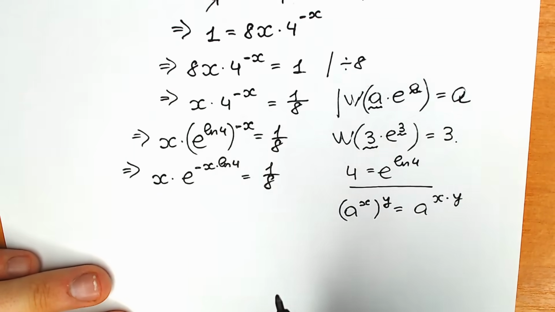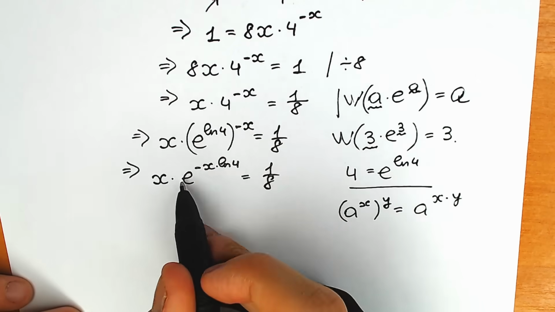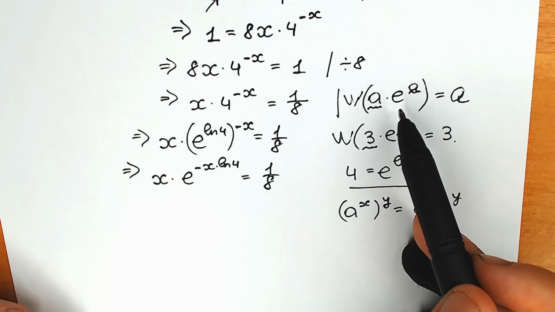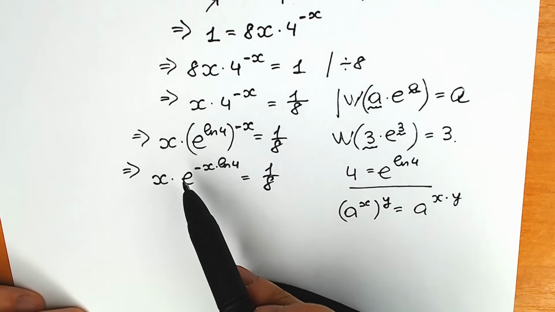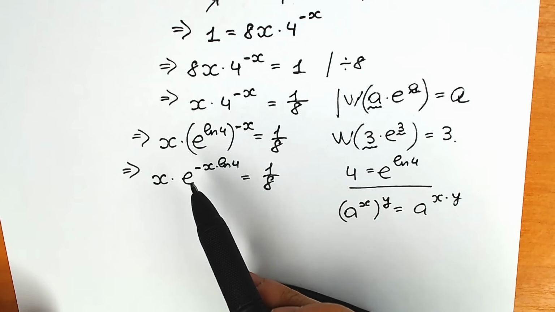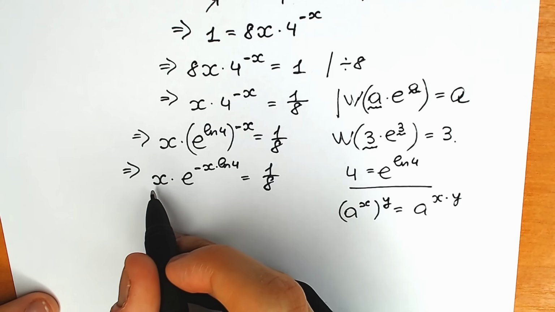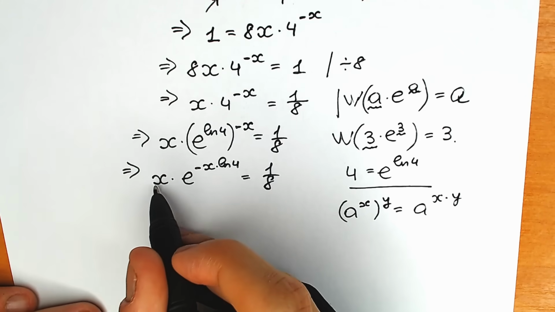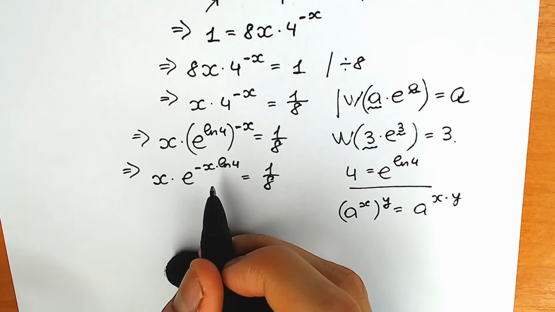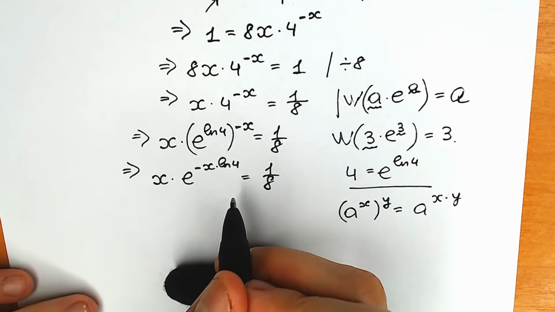over 8. And right now, let's look closely at what we have. We have e, and we need to have e for applying the Lambert W function. Yeah, we need to have e. We already have it. But if you look closely, right here, we need to have the same expression. We have x, we have minus x natural log 4. So two completely different expressions.